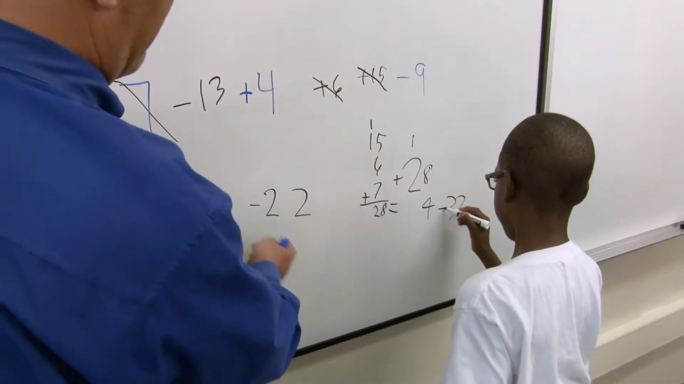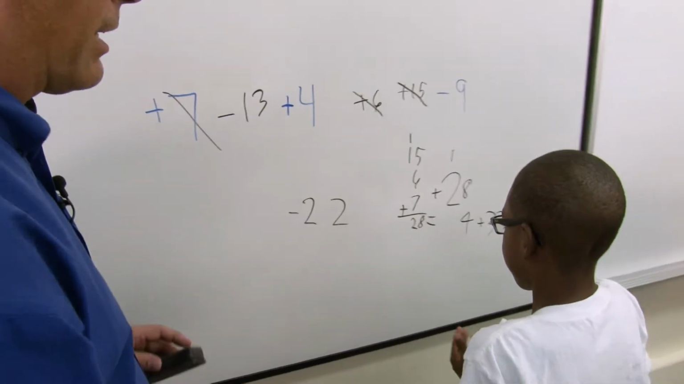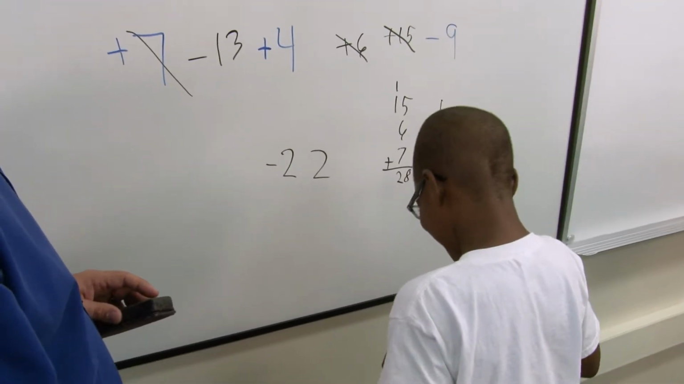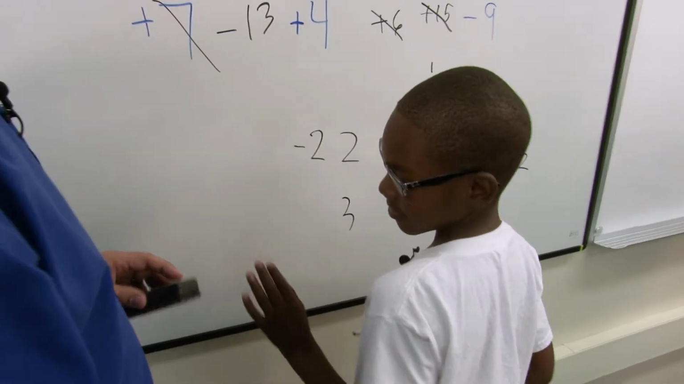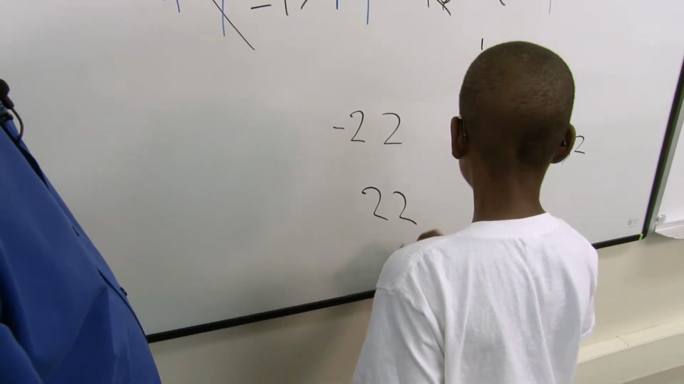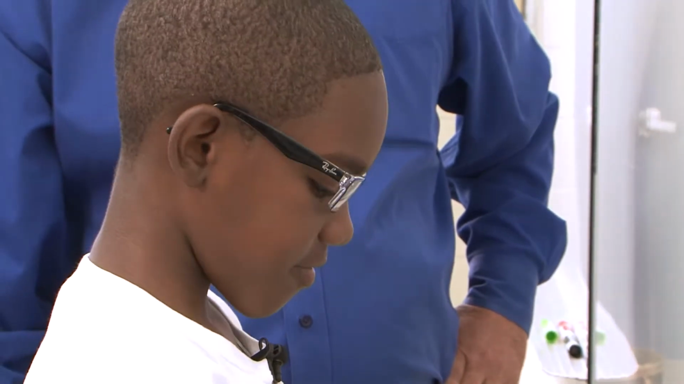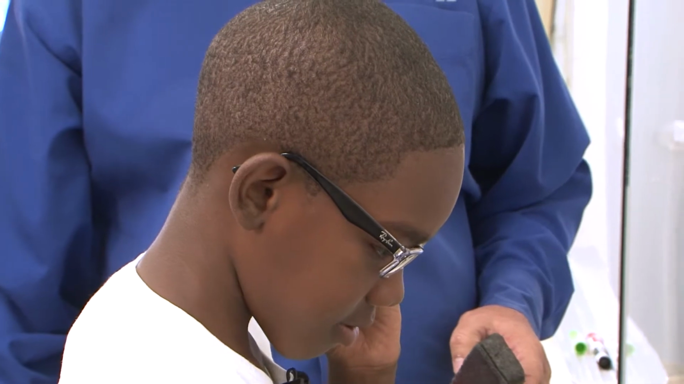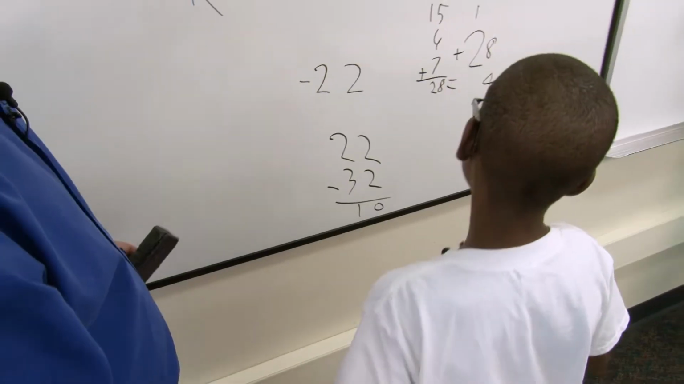The negative ones gave us negative 22. So if we put them all together, what do we end up with? 32 minus 22 is 10. Positive or negative 10?